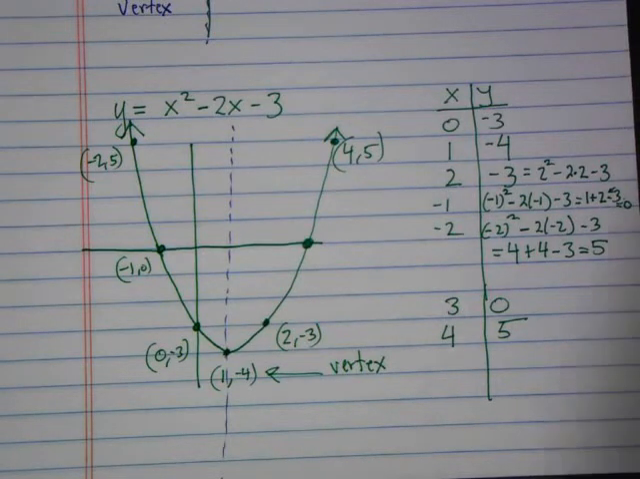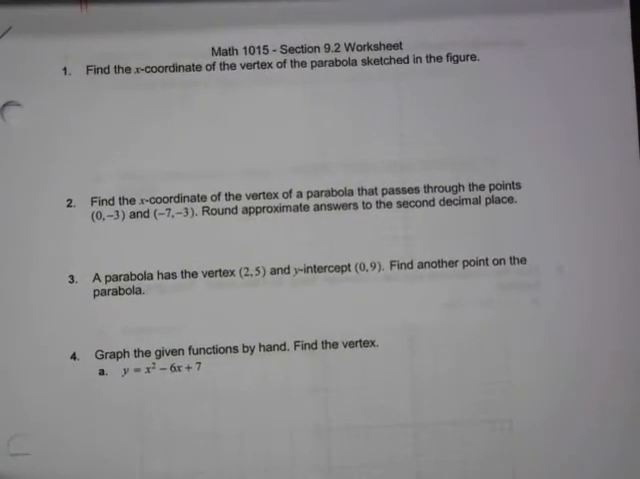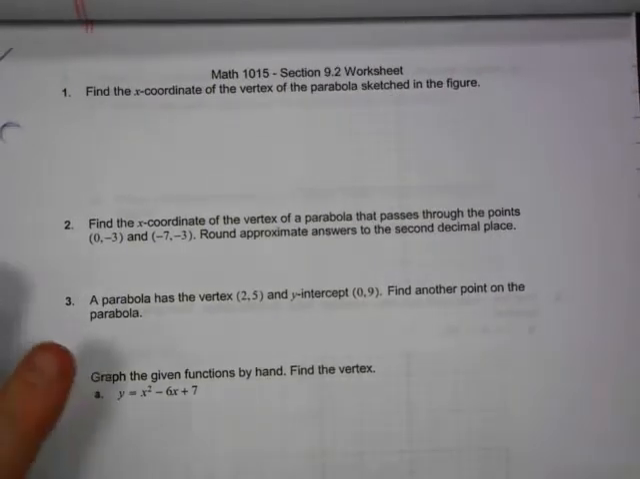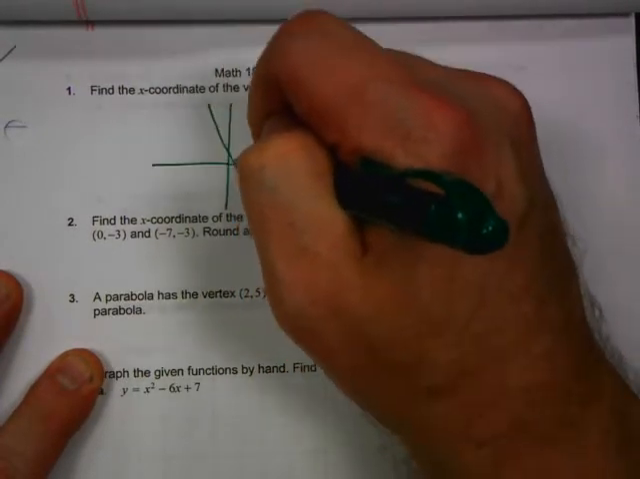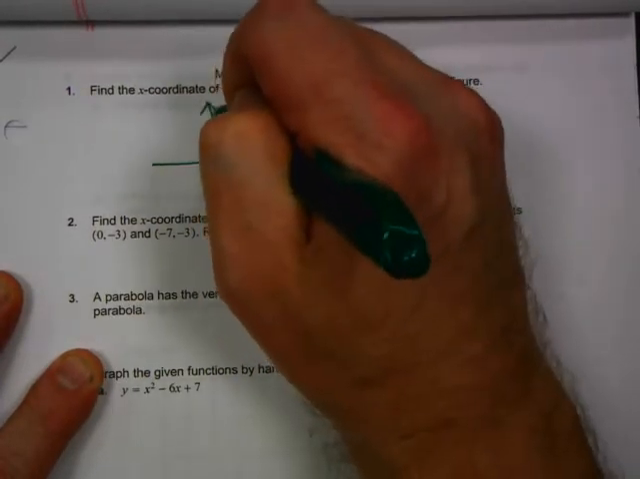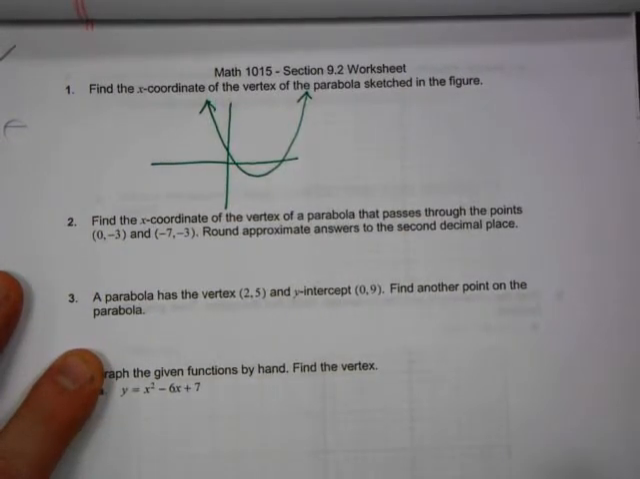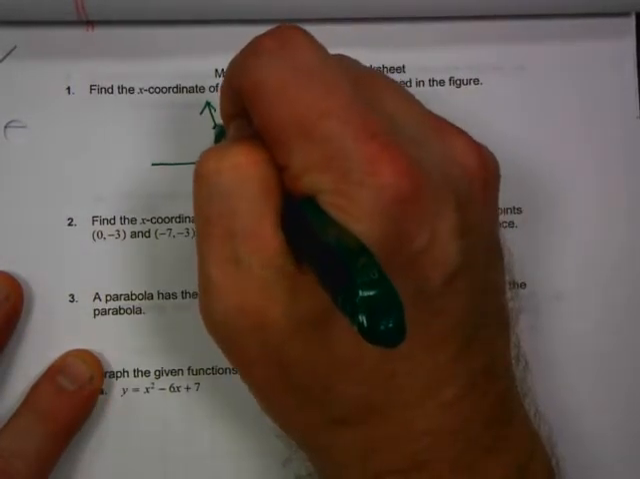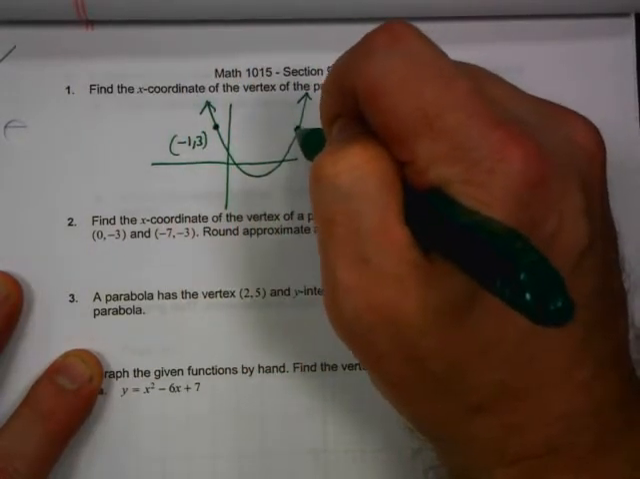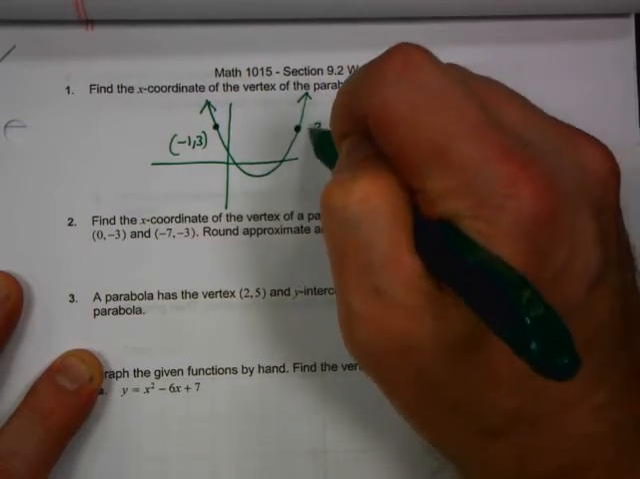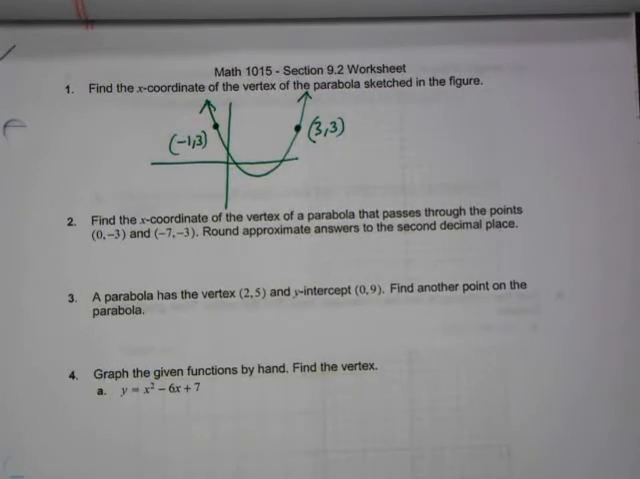Okay, so now to the sheet that I passed out for you. There was supposed to be a picture here, so I'm going to draw a picture. I'm going to give you 2 points on this picture. This is the point negative 1, 3, and this is the point 3, 3. The question is, find the x-coordinate of the vertex.